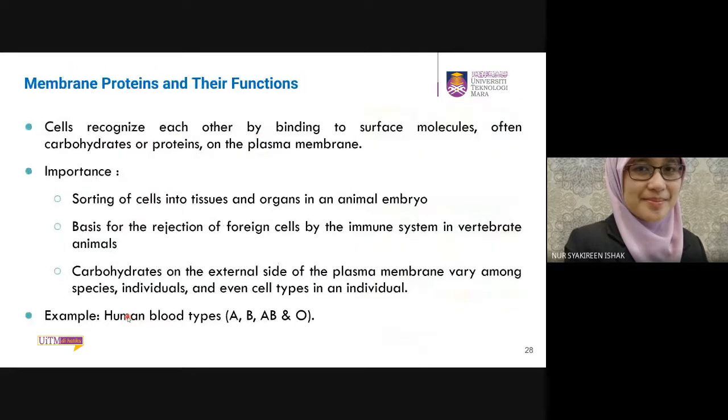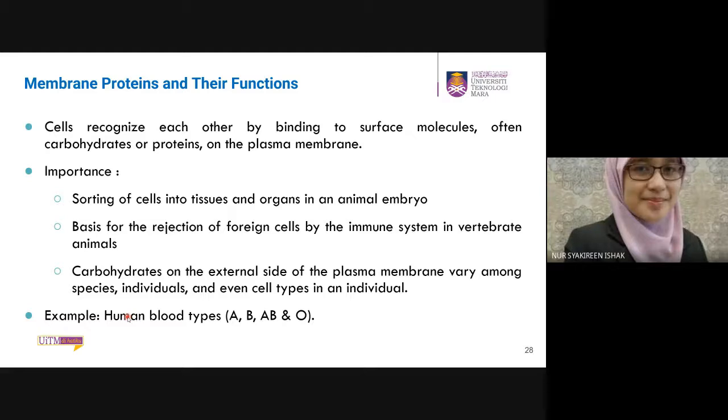So some glycoproteins serve as identification tags. Ini contoh yang saya bagi tu, dia dah bagi tahu. Cells recognize each other by binding to surface molecules, often carbohydrates or protein on the plasma membrane. As importance, first, sorting of cells into tissues and organs in an embryo. This is to make sure that cells of the same type assemble together to form functional tissues, and tissues form functional organs. And then second, the basis for the rejection of foreign cells by the immune system in vertebrate animals.